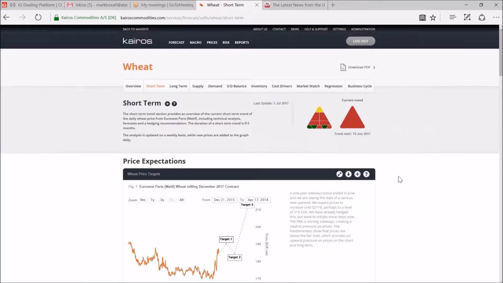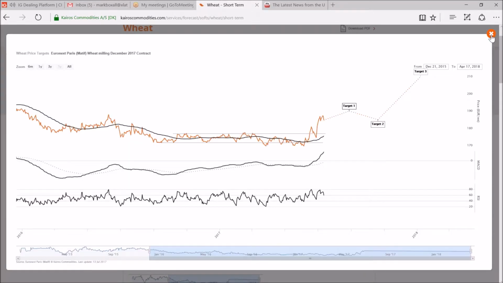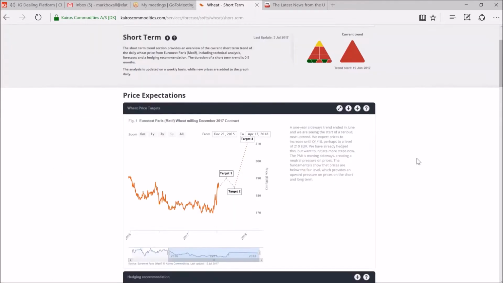This is the short-term section, which is structured exactly the same as long-term, but only up to 1 year ahead. This element is red, meaning there's a price pressure up. We're just going to show you these buttons on this graph. So you can expand the graph by pressing this button. You can download it to a PNG file, or indeed add it to a report.